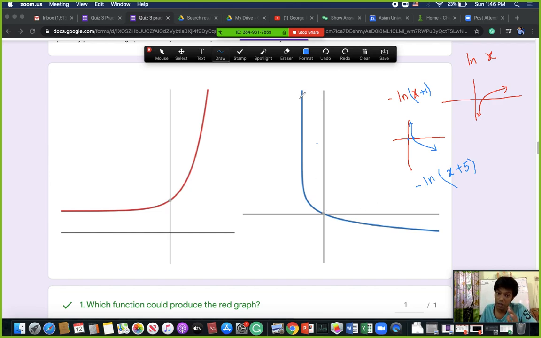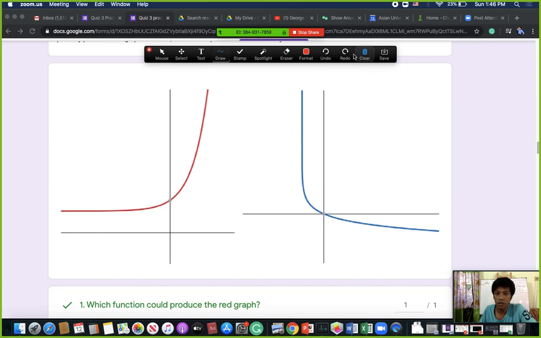But we know that the shape is what? The shape is minus ln x. This graph is minus ln x, and it moved some units to the left. So maybe that number is 1. Maybe that number is 5. Do you understand what I am trying to say? This number can be anything. But it has to be x plus something, because it moved to the left. For moving to the left, it has to be x plus something within the bracket. Do you understand? So that's the point.